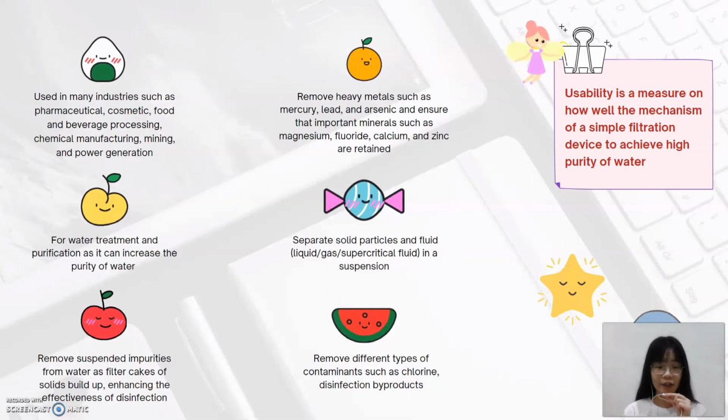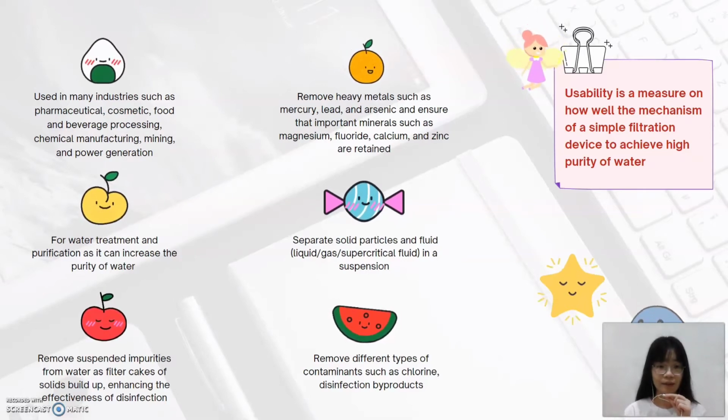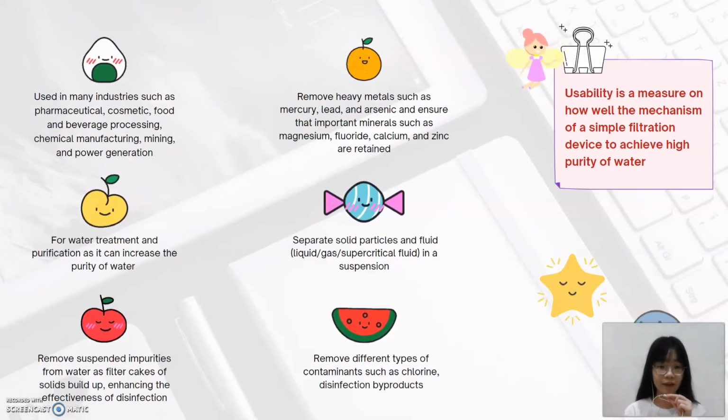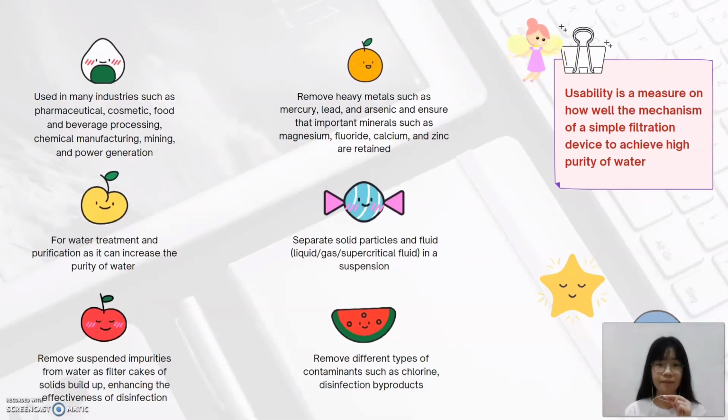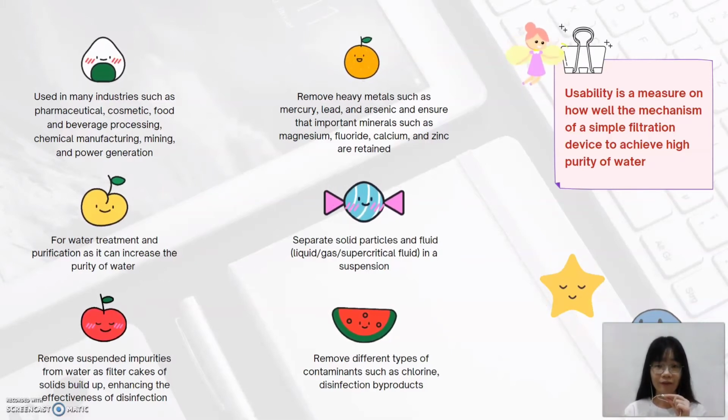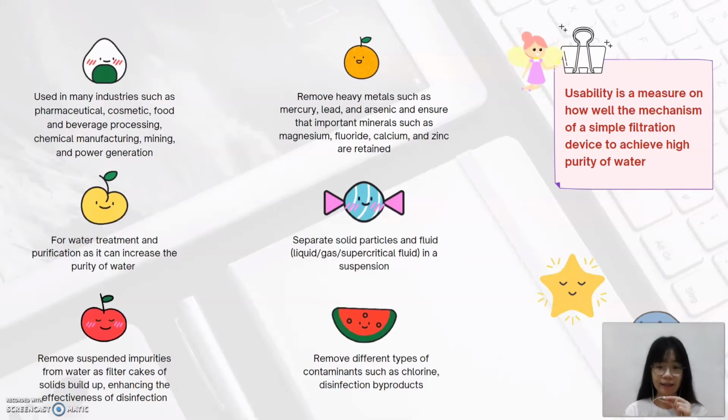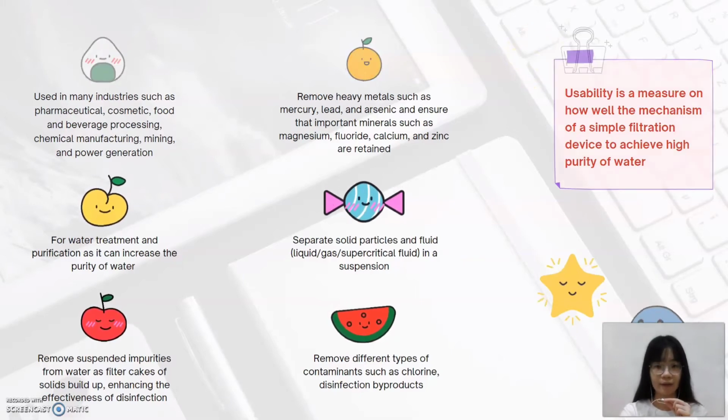The device can remove suspended impurities from water and enhance the effectiveness of disinfection. It can also remove heavy metals such as mercury, lead, and arsenic, and ensure that important minerals such as magnesium, fluoride, calcium, and zinc are retained. It can separate solid particles and fluid in a suspension. And lastly, the device can remove different types of contaminants such as chlorine and disinfection byproducts.